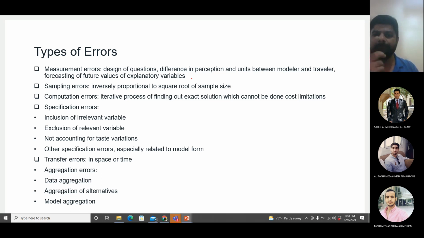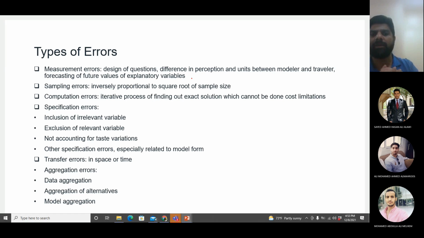Then sampling errors. Sampling errors can be reduced by increasing the sample size, as simple as that. Sampling error basically means that your sample is not representative of the population. Whatever is happening in the entire area, you collected a small sample, and that sample is not showing you what is actually happening. So that is a sampling error. How to minimize the sampling error? Collect more samples. Simple.